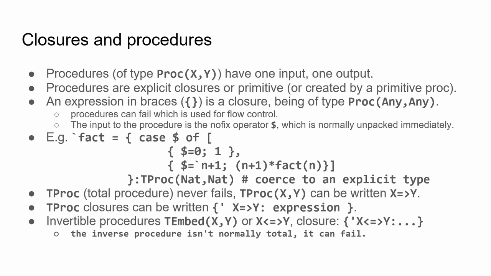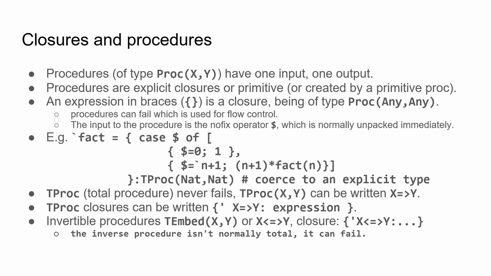Procedures can be explicit closures, which we'll come to, or they can be primitive things, or things that are created by some primitive thing. Now, a closure is just a thing in braces. It's just an expression in braces, and it has type proc any comma any.